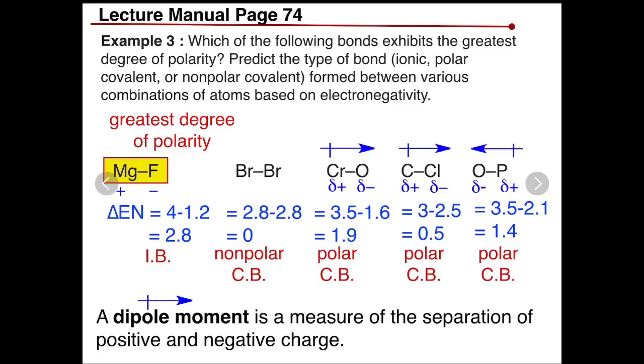We are not going to use the dipole moment for the ionic bond because these charges are already full charges. They are not partial. They have already completely transferred electrons. So the dipole moment or partial charges are only used for polar covalent compounds.